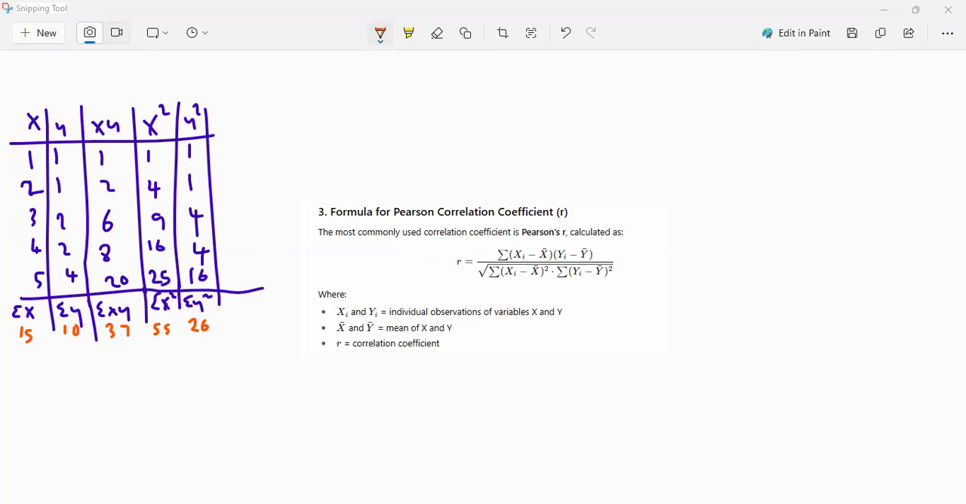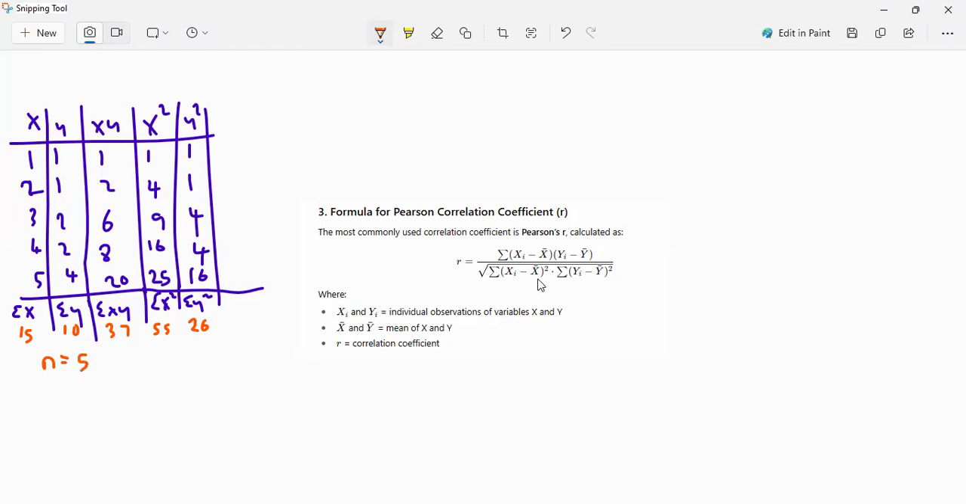So for now, because it's a baby class, are we together at this point? Are we together so far? Yes. So our n is what? We count the number of pairs. 1, 2, 3, 4, 5. Our n is 5. Okay.